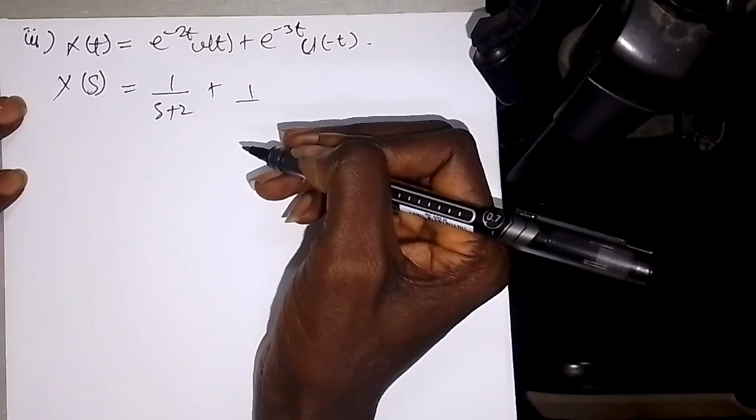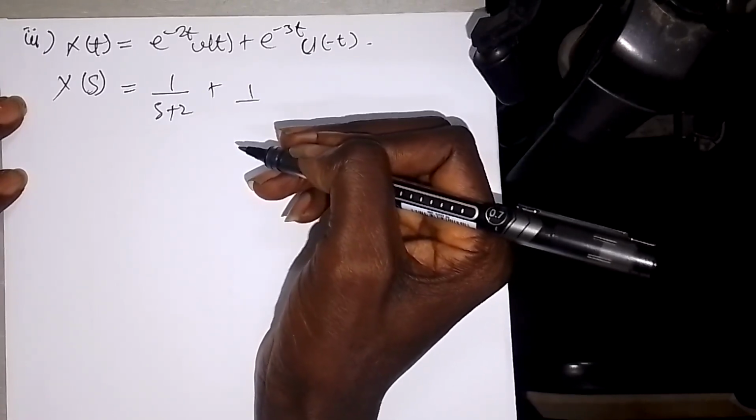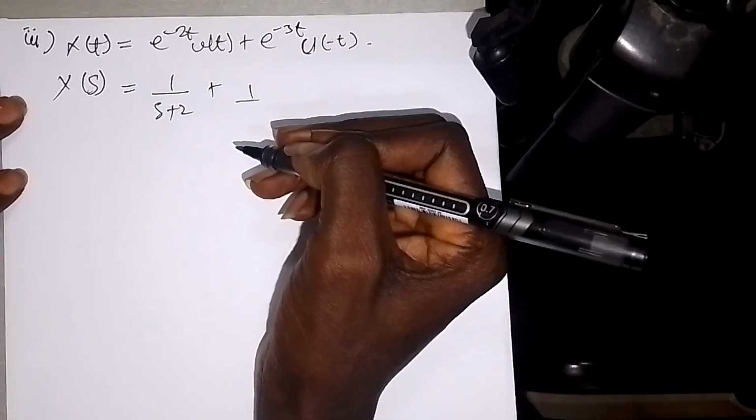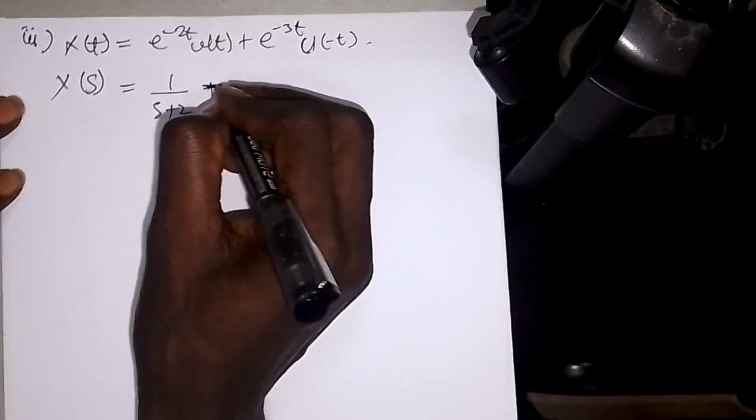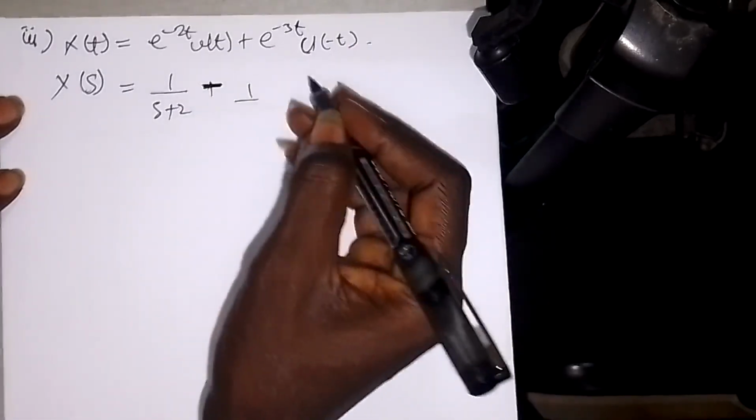Is it going to be over? No. Sorry about that. We're not going to have 1 over that, okay? We're going to have minus, okay? Here it's going to be minus. We just solved a similar one, so you can just check from here.